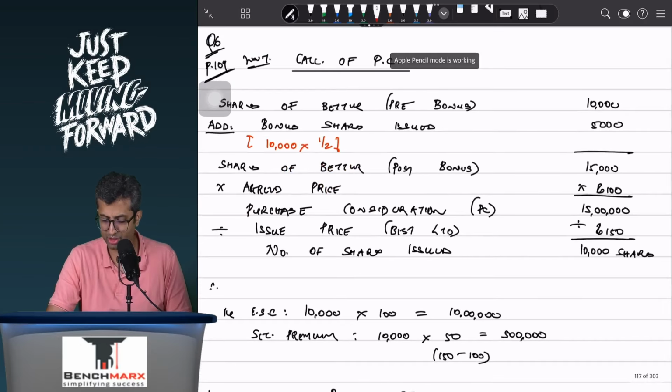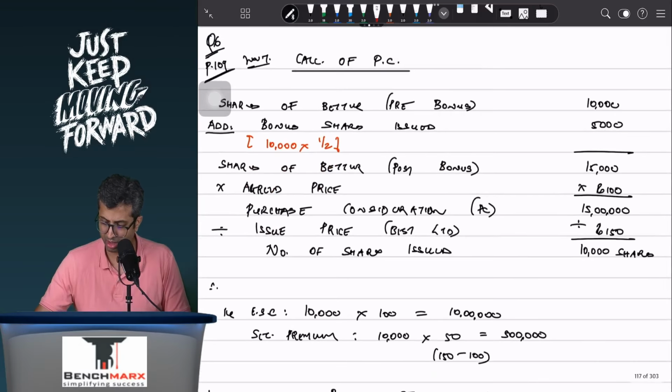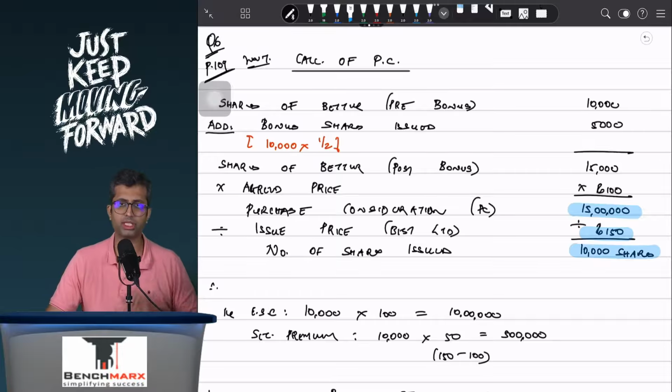So if I go to see, first I will try to find the PC. When I look at the PC, I believe the PC will be around 15 lakhs. So as you can see over here in full numbers, this is around 15 lakhs, which is to be discharged by issuing shares of 150, and hence this is 10,000 shares. Now this is your PC.